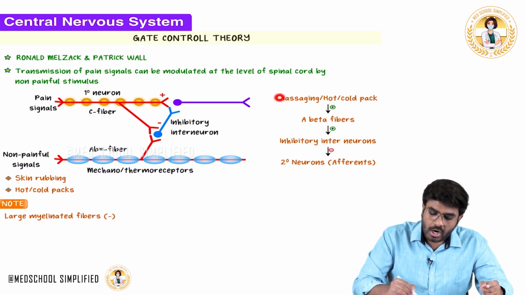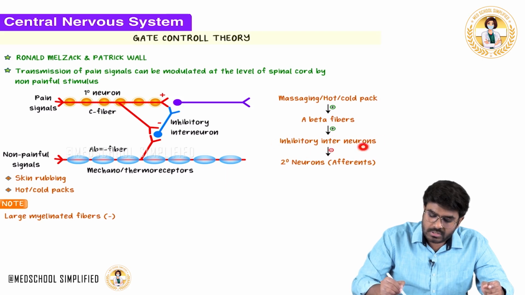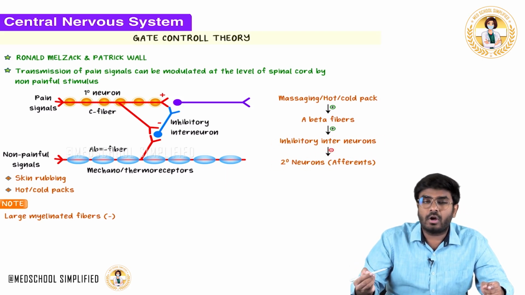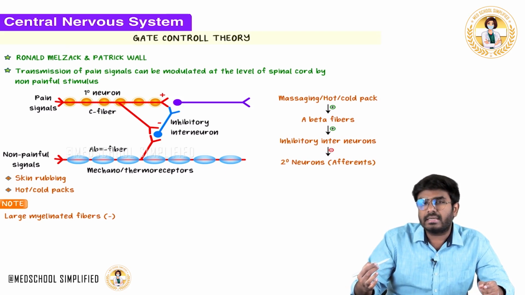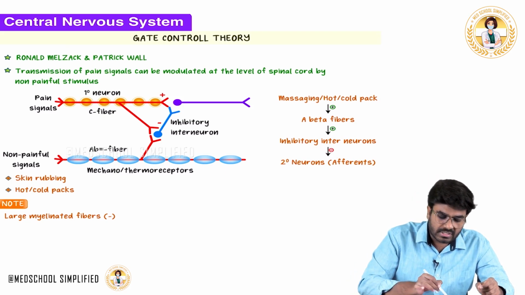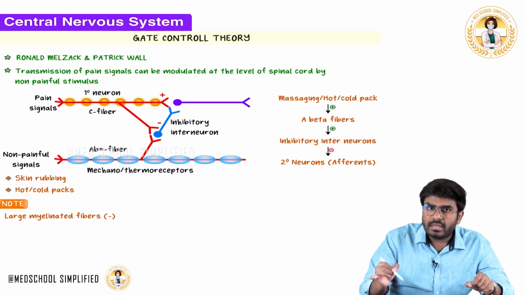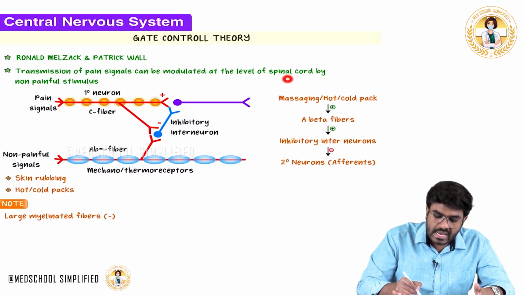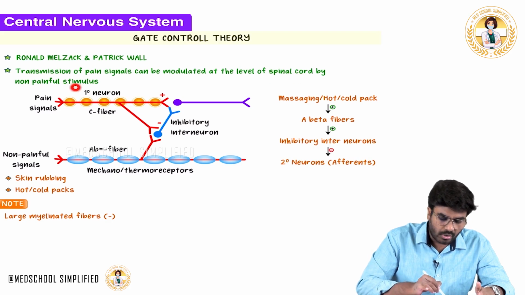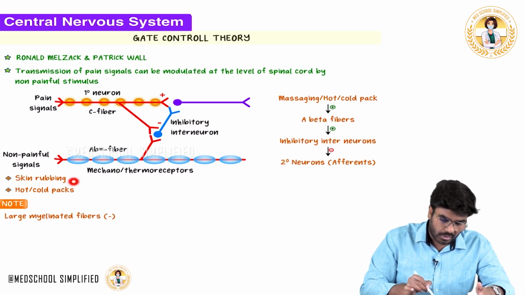So massaging, hot or cold packs will stimulate the A beta fibers. They will stimulate the inhibitory interneurons. So they will inhibit the second order neurons, or the afferents, or the ascending tracts in the spinal cord. So that's what we have discussed. The pain signals can be modulated. Modulation here is like inhibition: pain signals can be decreased at the level of spinal cord by a non-painful stimulus, like skin rubbing, hot or cold packs.